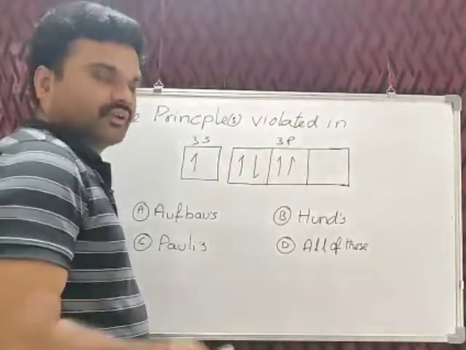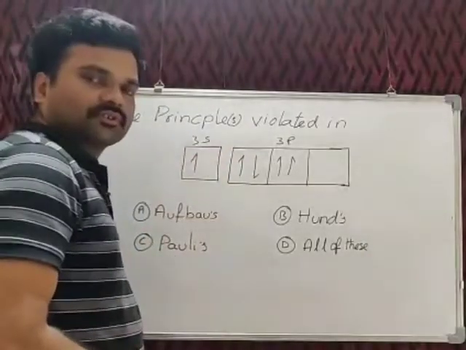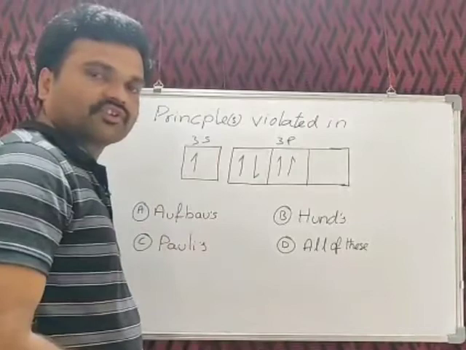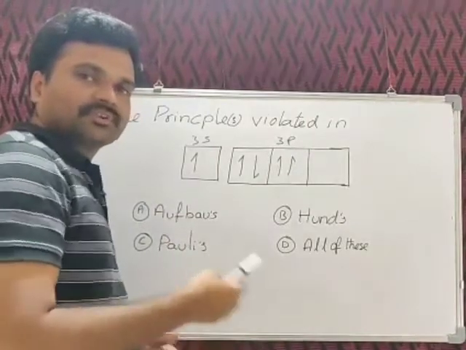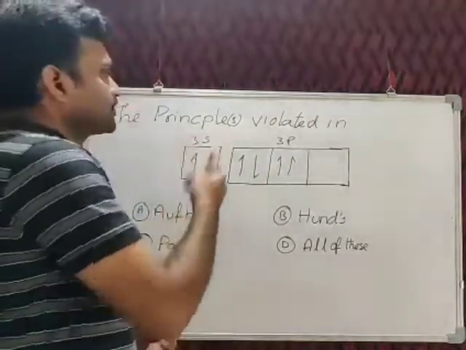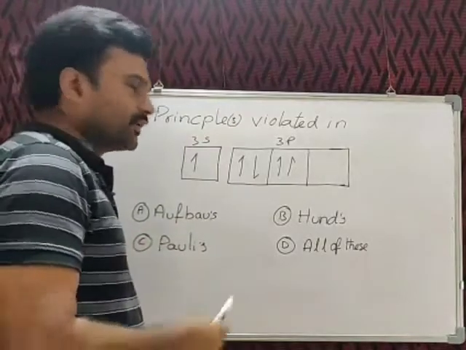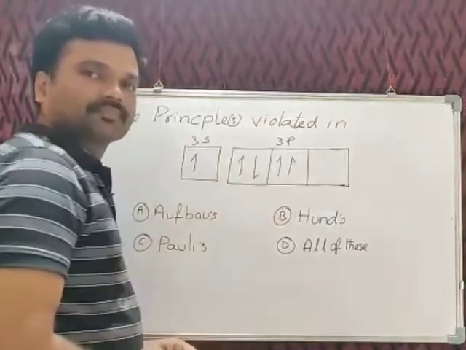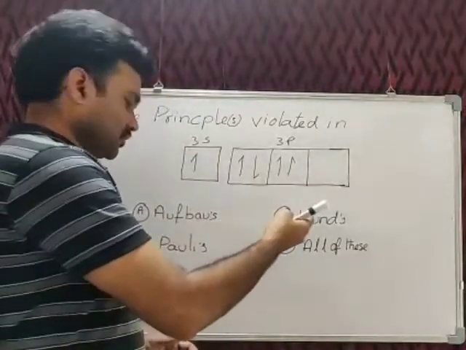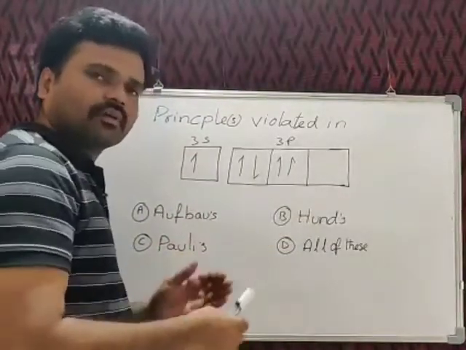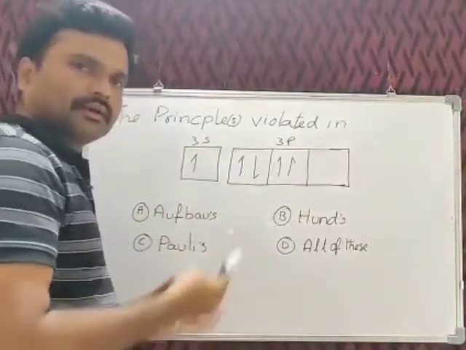Hello friends, now let us see a simple question on electronic configurations based upon the three principles. The question is given like this: the principle violated in the given configuration. It might be Aufbau principle, Hund's rule, or Pauli's principle, or all of these are correct. Let us check once.